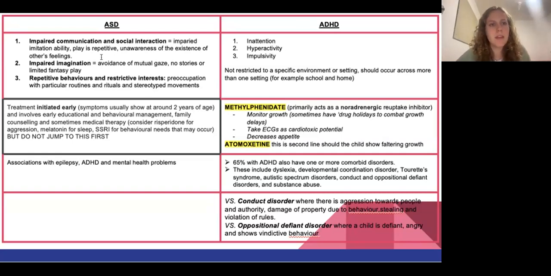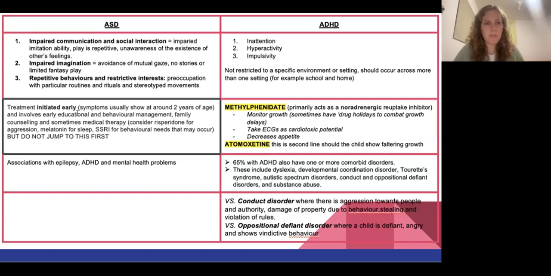Then we have autism, which is, like we said, you have impaired social interaction and communication, impaired imagination, and a lot of repetitive behaviors and restricted interests. And really there's a whole host of other symptoms you can get as well, but I think these are some of the main ones that you get. But really it can be such a large combination.